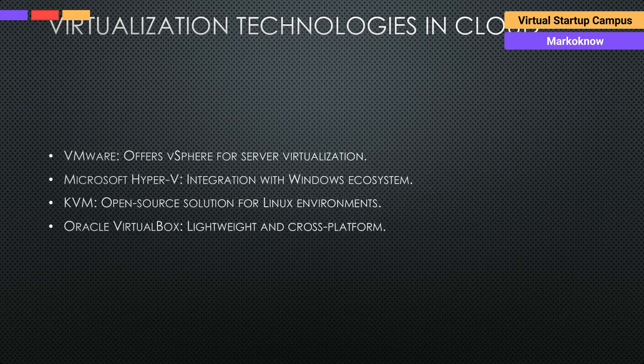Okay, so after that, virtualization technologies in the cloud: VMware offers vSphere for server virtualization. Then Microsoft Hyper-V provides integration with the Windows ecosystem. KVM works on the Linux operating system. So this is not a VM, it is bare metal, or you can say the Hyper-V type. Then Oracle VirtualBox, which we use a lot for running Linux.